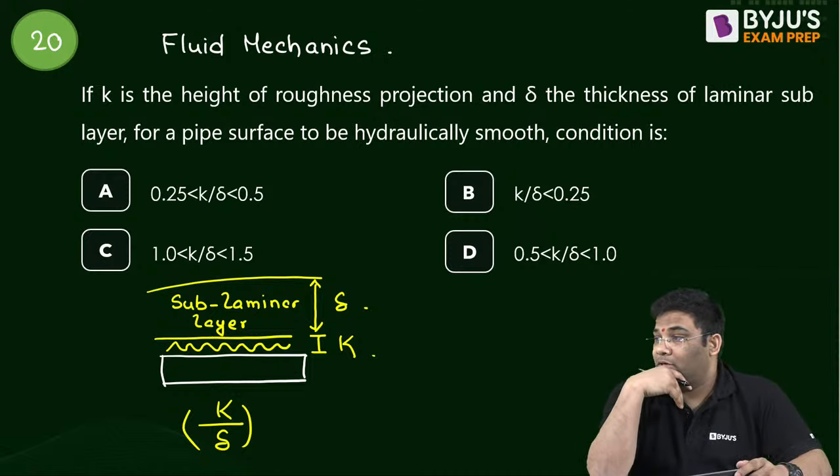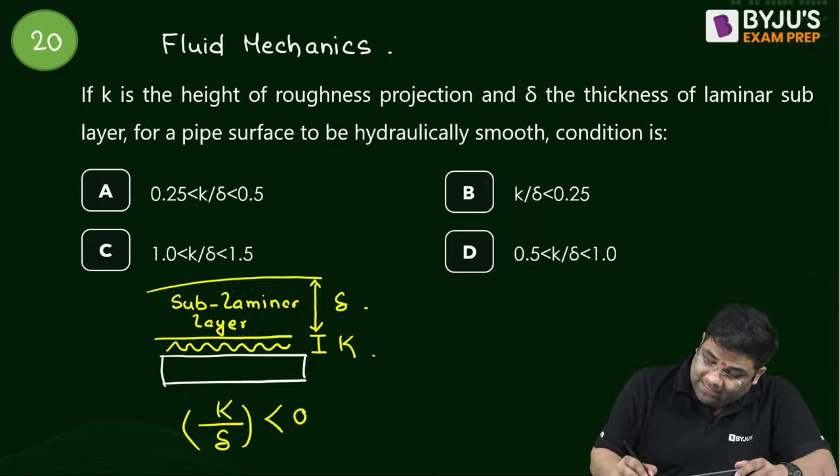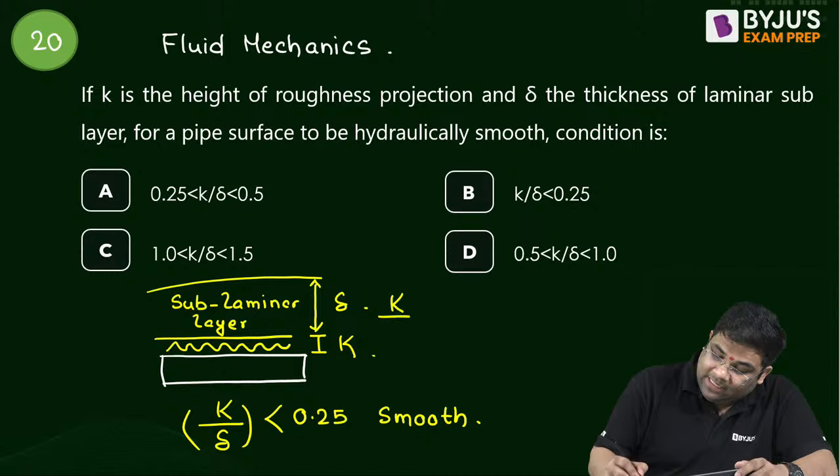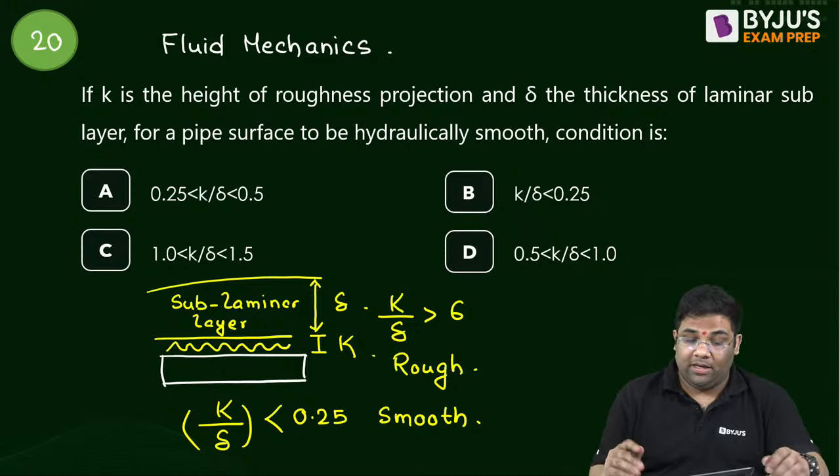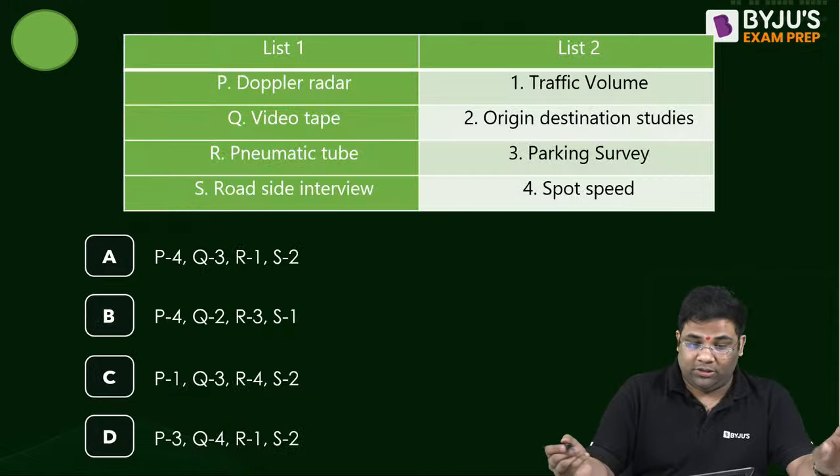When you are answering B, yes. So when it is less than 0.25, we call this smooth. And when this is greater than 6, I call that rough. And in between, I call that transition. Okay, answer is B. Next question.